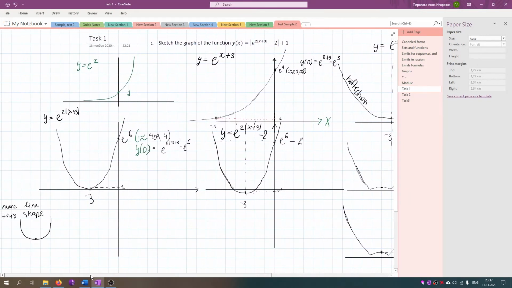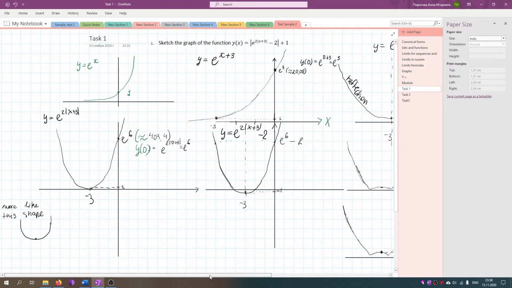And our next step, we need to multiply our module by 2. In this case, we are compressing the graph, so it will be 2 times more narrow. And in this case, our point of intersection with the y-axis will be different. It will be e to the power of 2 module 0 plus 3. It will be e to the power of 6.